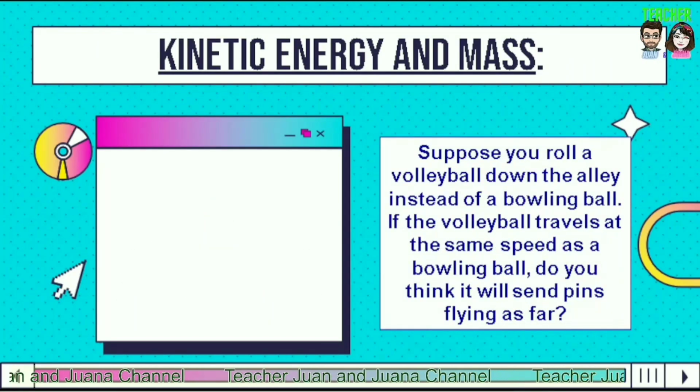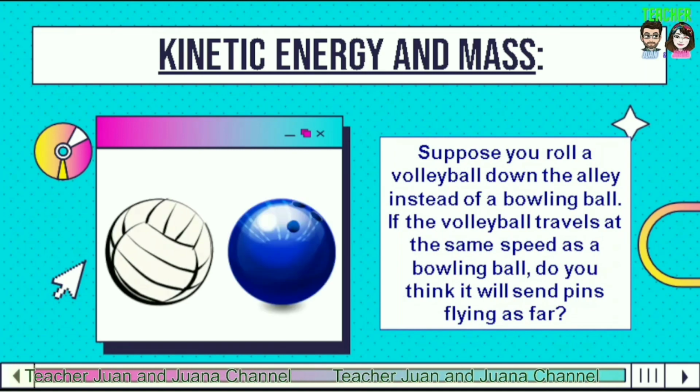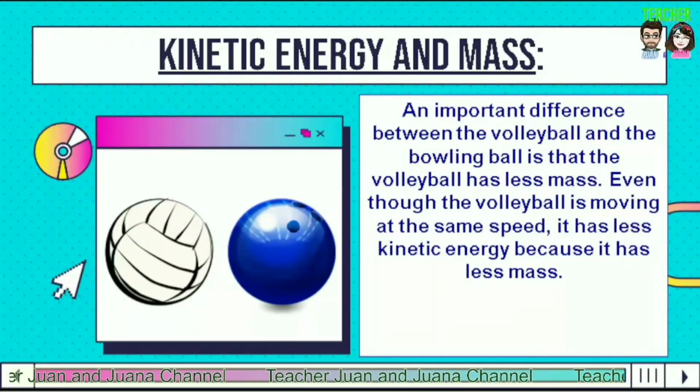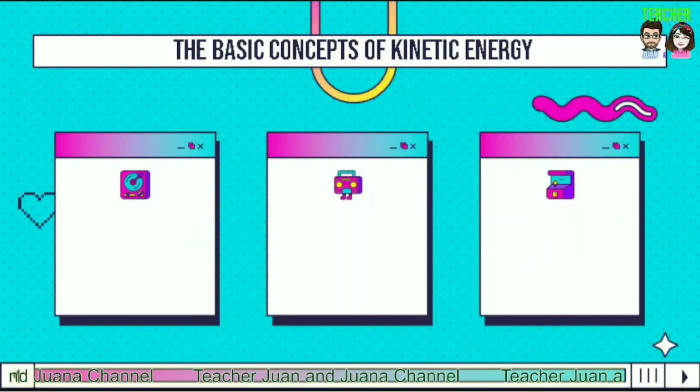Suppose you roll a volleyball down the alley instead of a bowling ball. If the volleyball travels at the same speed as a bowling ball, do you think it will send pins flying as far? An important difference between the volleyball and the bowling ball is that the volleyball has less mass. Even though the volleyball is moving at the same speed, it has less kinetic energy because it has less mass. Remember, kinetic energy increases as the mass of an object increases.